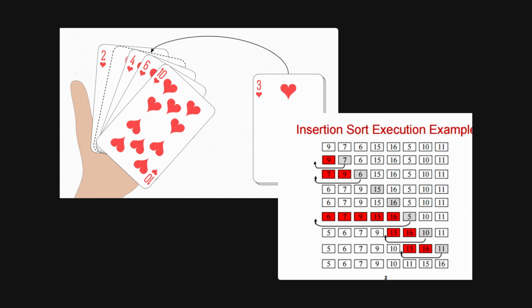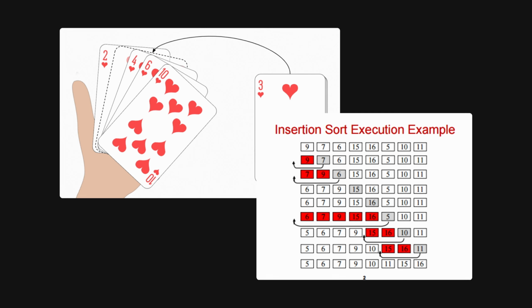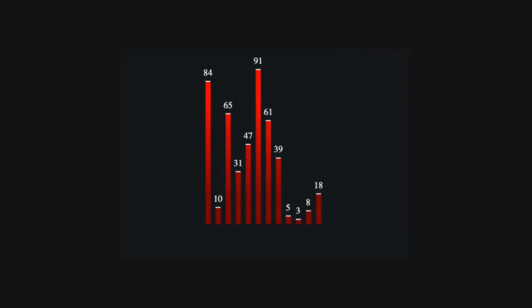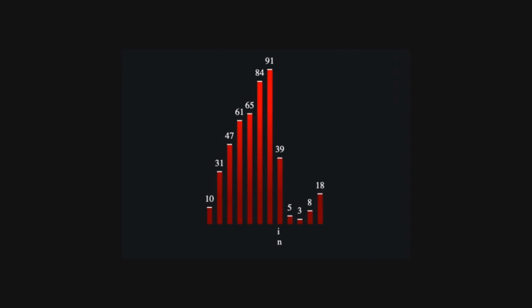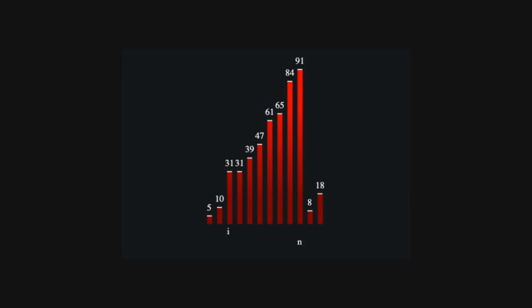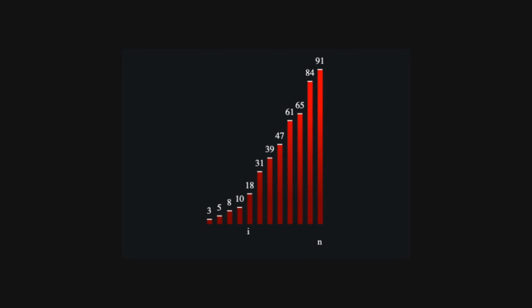Insertion sort. Imagine someone is organizing playing cards by picking one up at a time and inserting it into its correct place in a sorted part of the deck. It's efficient for small or nearly sorted lists, but it gets bogged down with larger random ones.